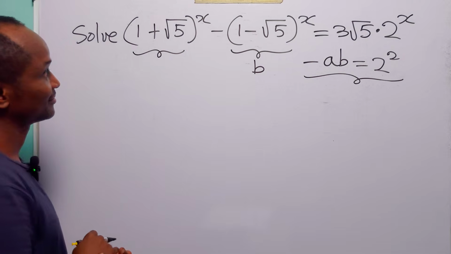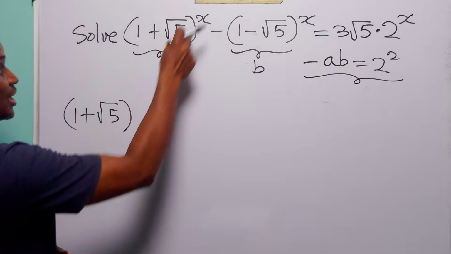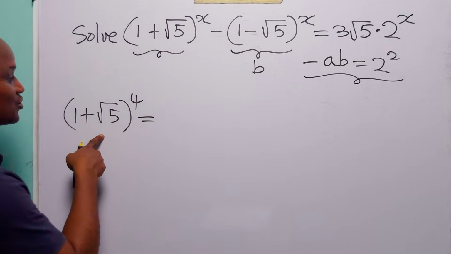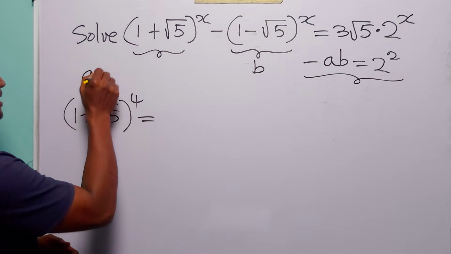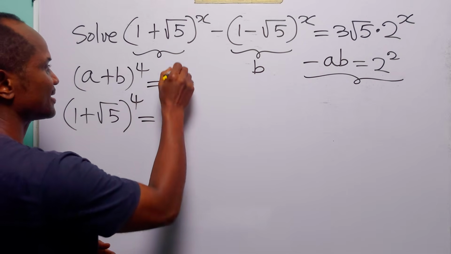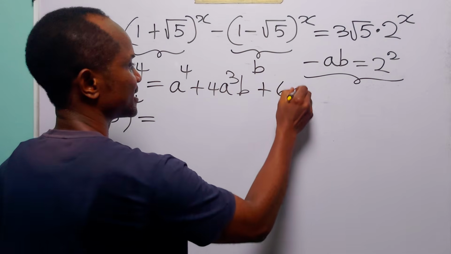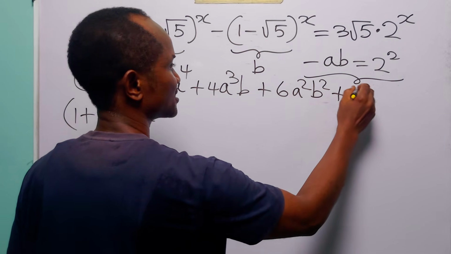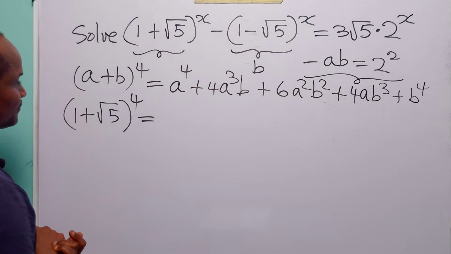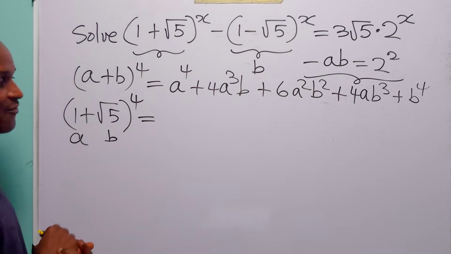Now let us check our answer. To do that, we need the expansion of (1 + √5)^4, because x is equal to 4. And of course, to do this expansion, we need the expansion for (a + b)^4. Now, this is equal to a^4 + 4a^3 b + 6a^2 b^2 + 4ab^3 + b^4. Of course, you know that a is 1 and b is √5.